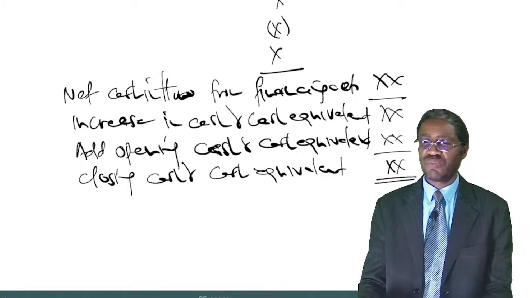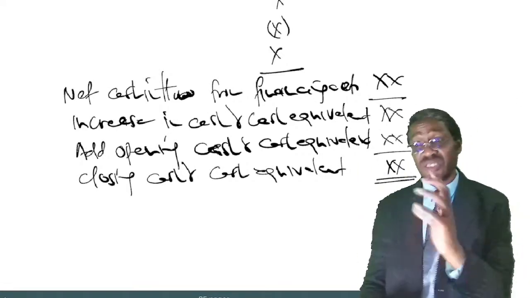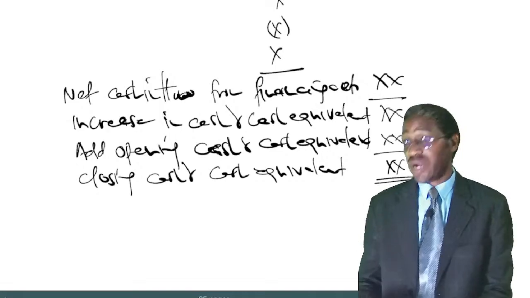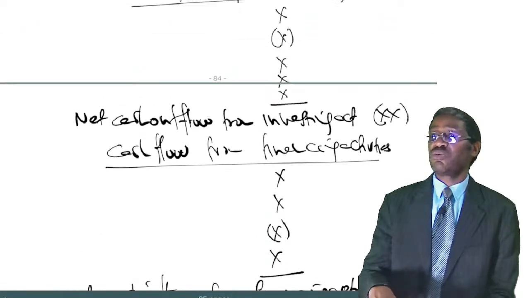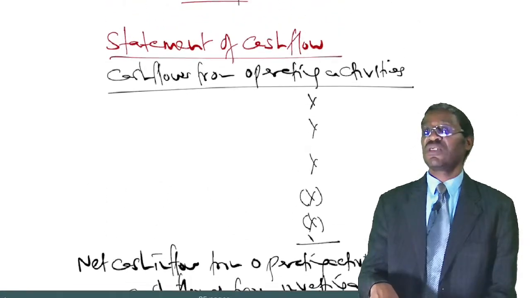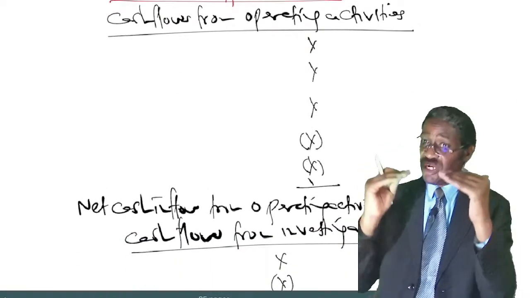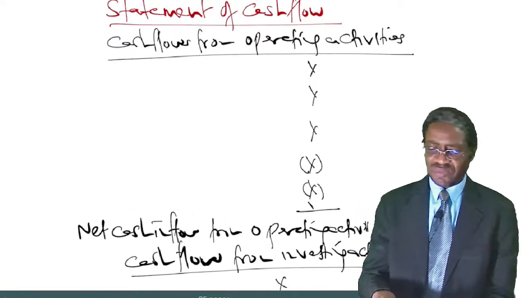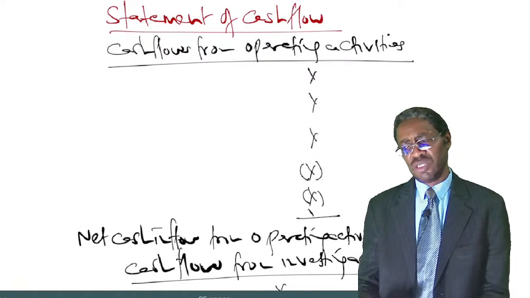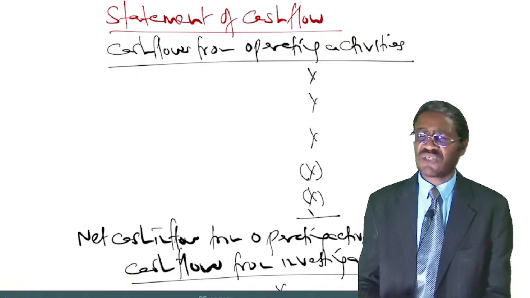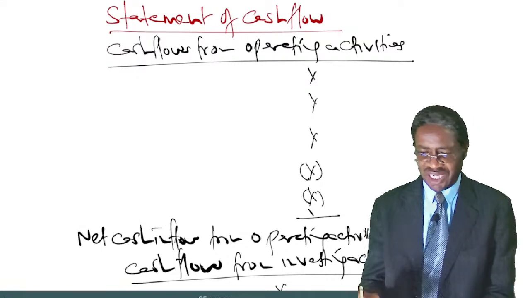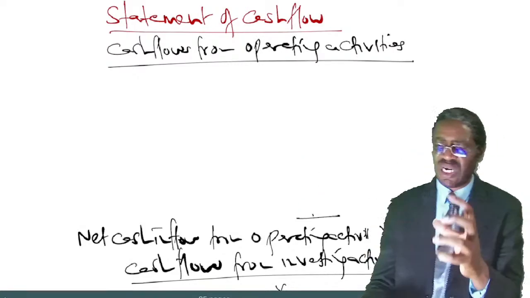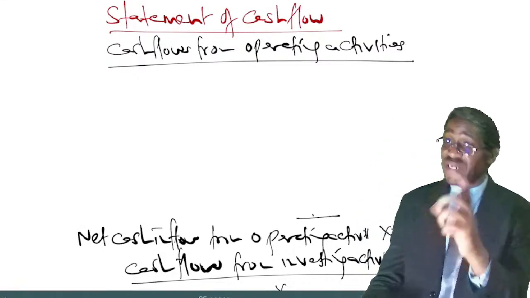We shall do an example, but that is the overview of how you are preparing a cash flow statement, where you determined the cash flows from operating. Once you got that, you went to cash flow from investing, then you went to cash flow from financing. Good. So how are you then determining the cash flows from operating activities? That's what I want you to remember now.